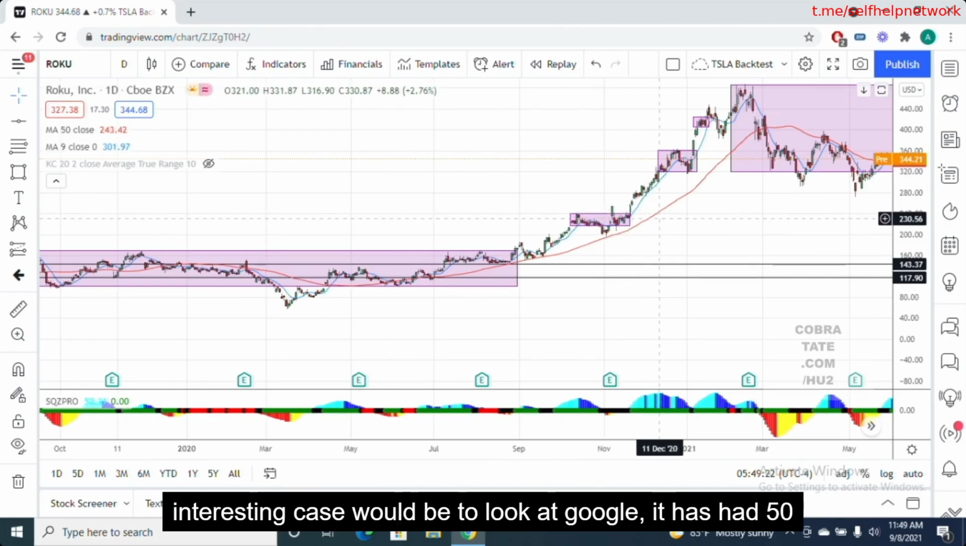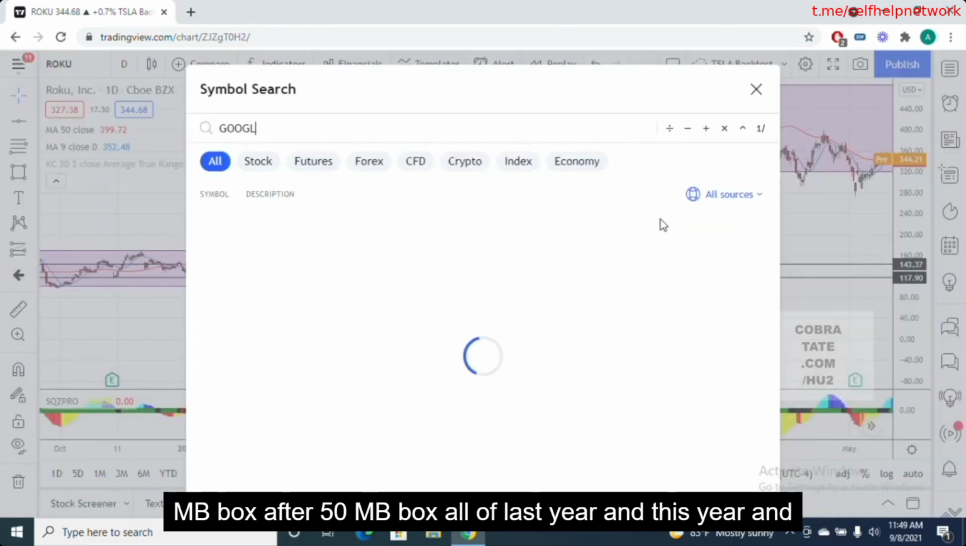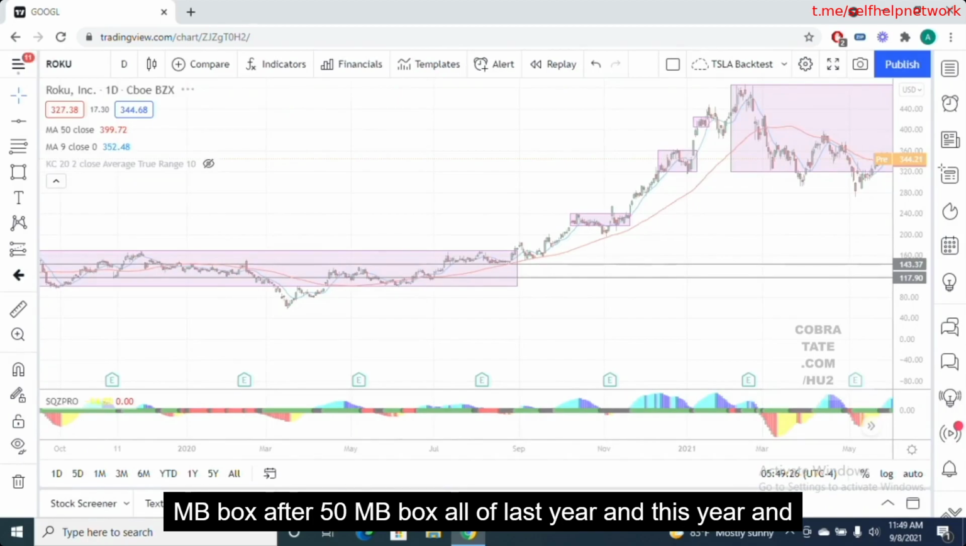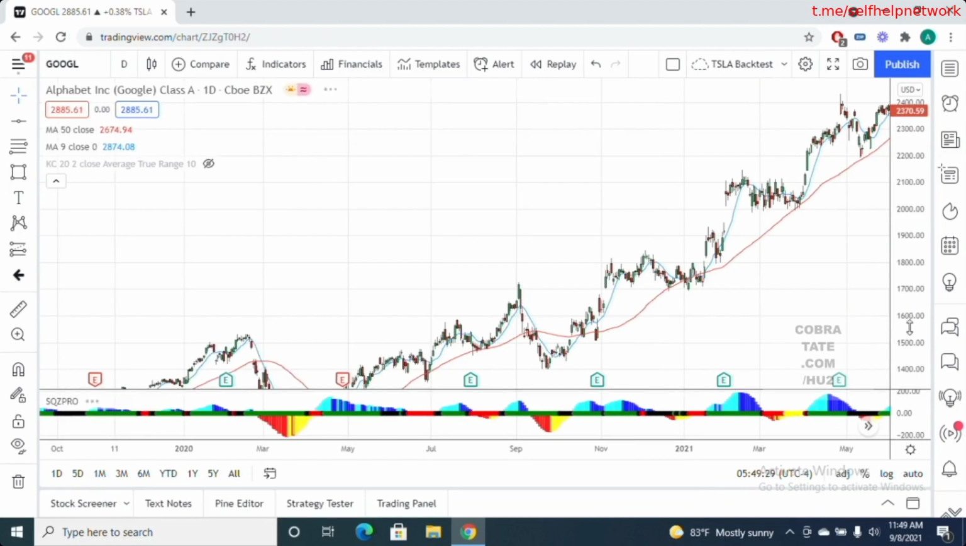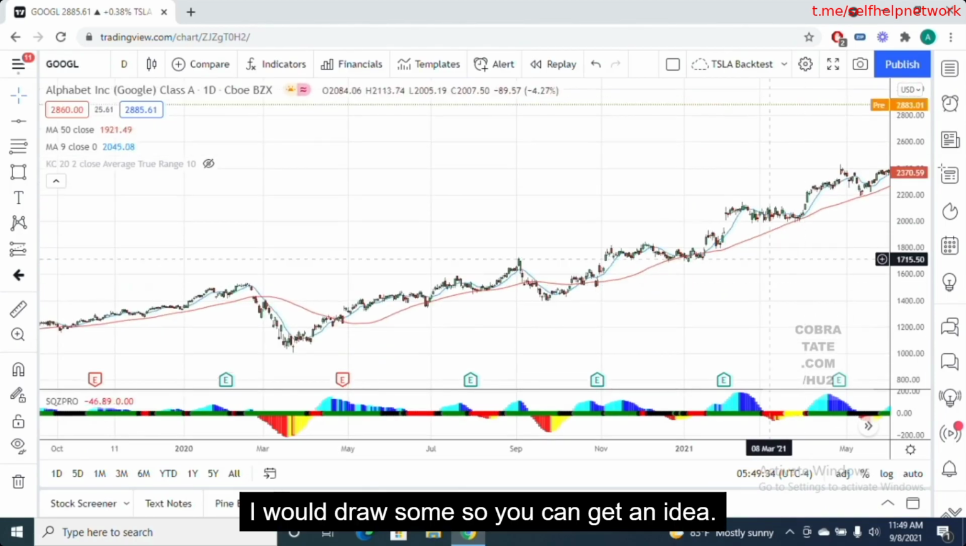Another interesting case would be to look at Google. It has had 50 MA box after 50 MA box all of last year and this year, and that's what the price has been doing. I will draw some so you can get an idea.